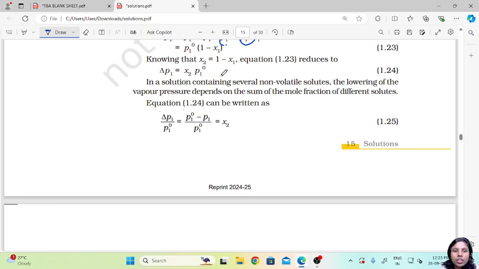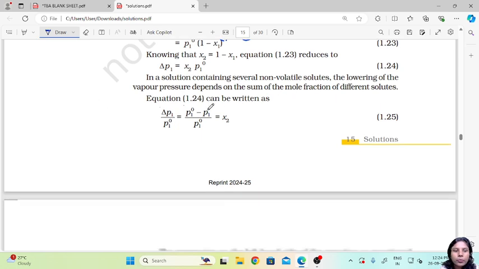Now in a solution containing several non-volatile solutes, the lowering of the vapor pressure depends on the sum of the mole fractions of the different solutes. When we are talking about a solution that contains n number of non-volatile solutes, the lowering of the vapor pressure will depend on the sum of the mole fractions of the different solutes that are present.